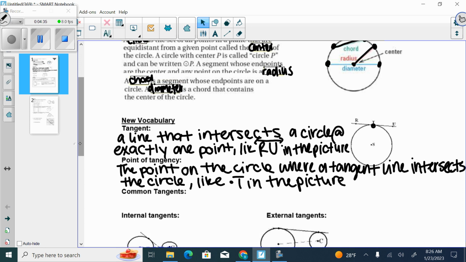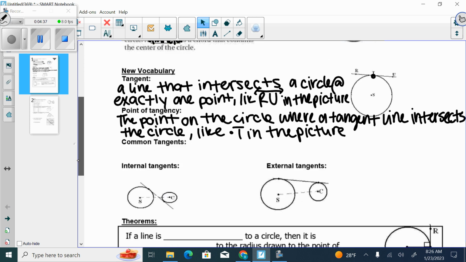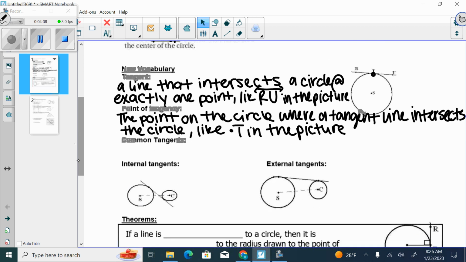Okay. Then we have what we call common tangents. A common tangent is a line that is tangent to two or more circles. So the same line is going to touch more than one circle at one specific place. So a line that is tangent to 2 or more circles.